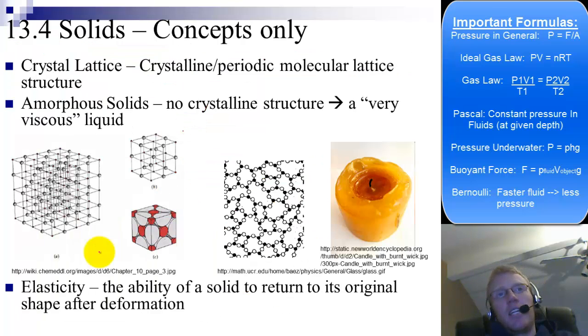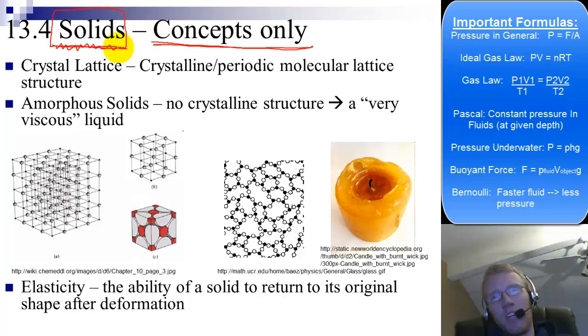All right, very last slide. This is again concept only. When I say concepts only, I don't mean that the math people don't have to know it, I just mean that we're not going to use any equations. So we've been talking a lot about fluids, gases and liquids, but we have not spent much time talking about solids. So briefly we're going to mention the types of solids, but we're not going to go into very much detail on them. Crystal lattice solids are any solids that are formed by a periodic molecular structure.